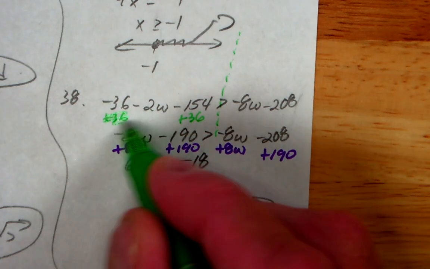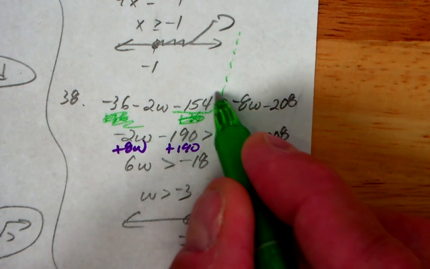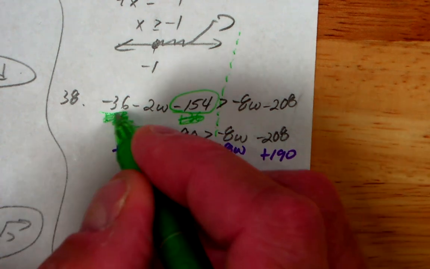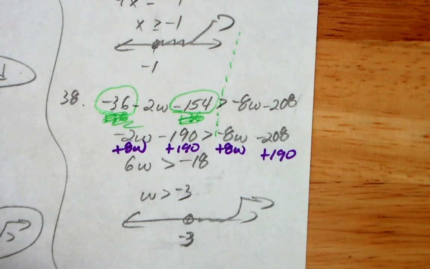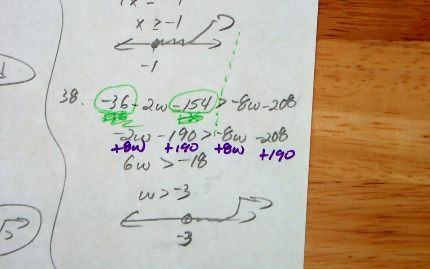So don't do that. Just go ahead and take negative 154. I'm not saying that's what you did, Zach. I'm just taking this opportunity to show you what a common mistake is that I've seen a couple times. Just take 36, 154, add them together. That's where I'm getting the negative 190. Okay?